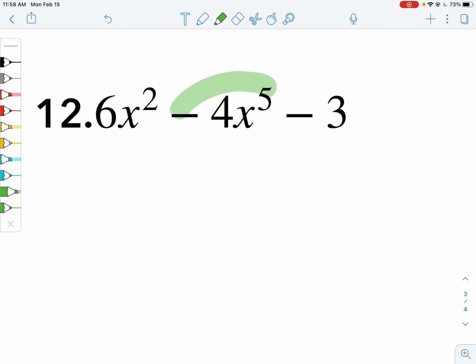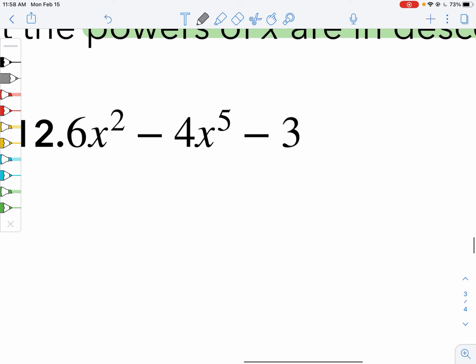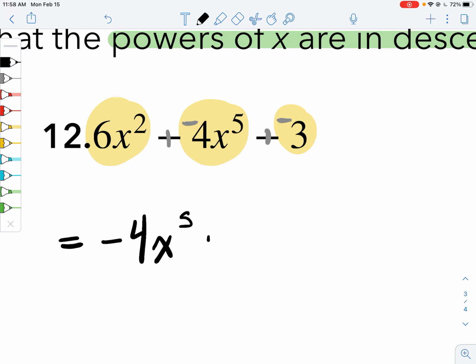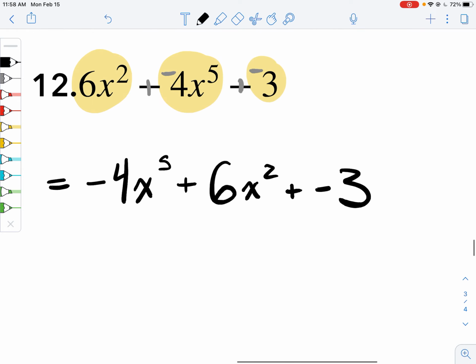And our next guy, we need to put them in order. So we'll look at, very important step. Whenever you have subtractions, change them into plus and negative, because the term itself is negative 4x to the 5th, negative 3, 6x squared. So they need to take their negatives with them. So it gives us a negative 4x to the 5th power plus 6x squared plus a negative 3. Notice how they all took their negatives with them.